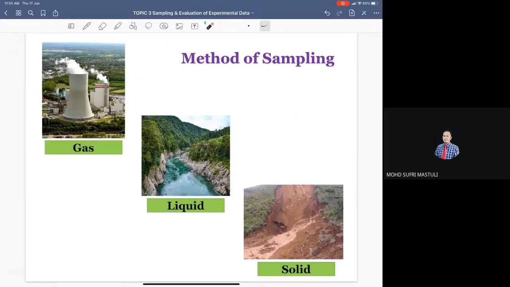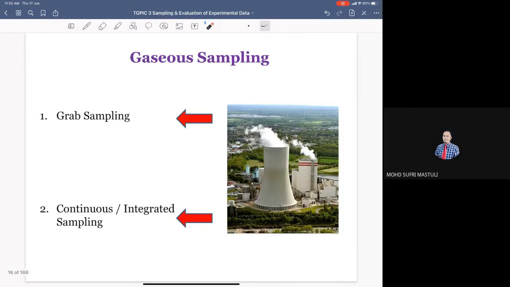Okay, so samples can be categorized into three. We can do the sampling for gas samples, for liquid samples, and also for solid samples. So in this video, we will learn how to select the right method to do the sampling for different types of sample. So first we do the gas sampling.